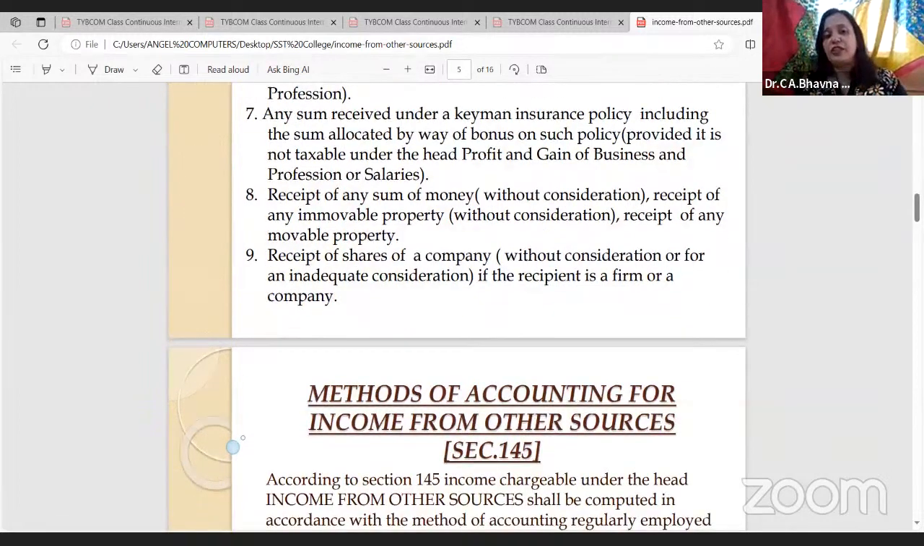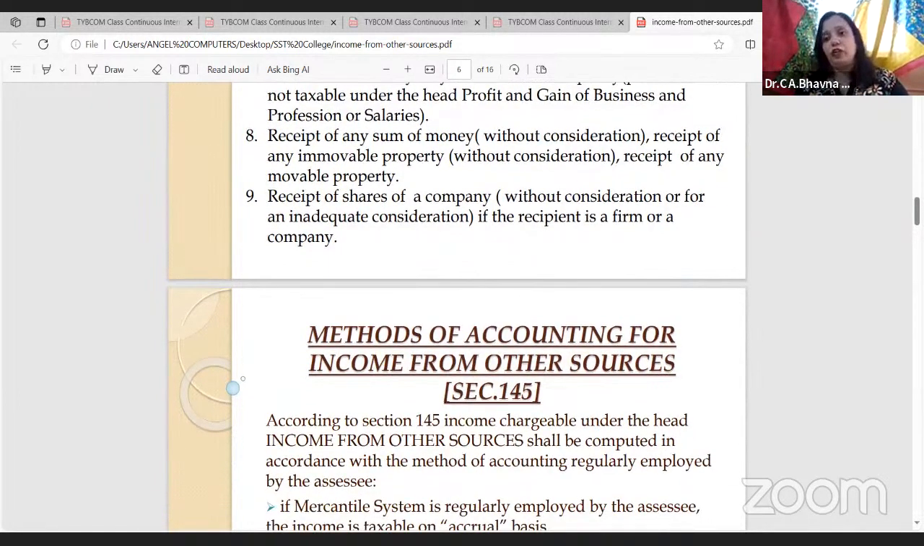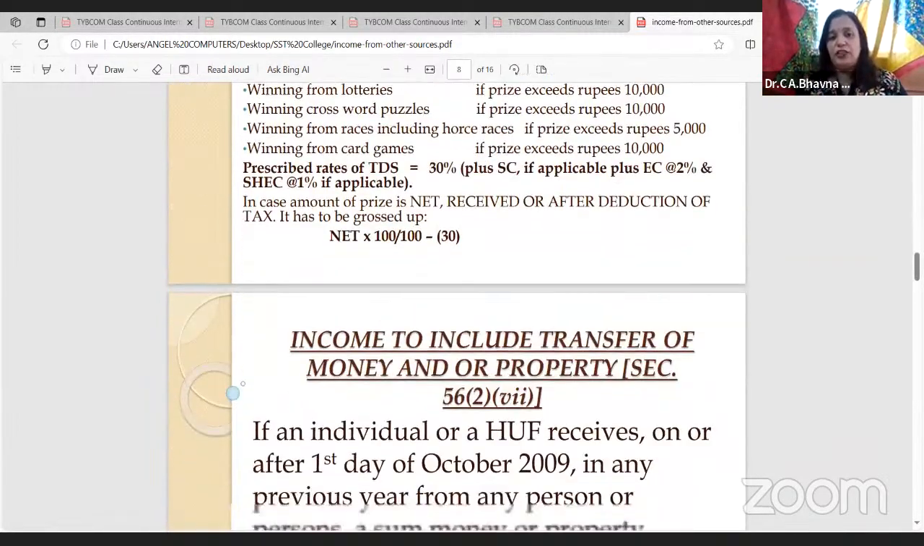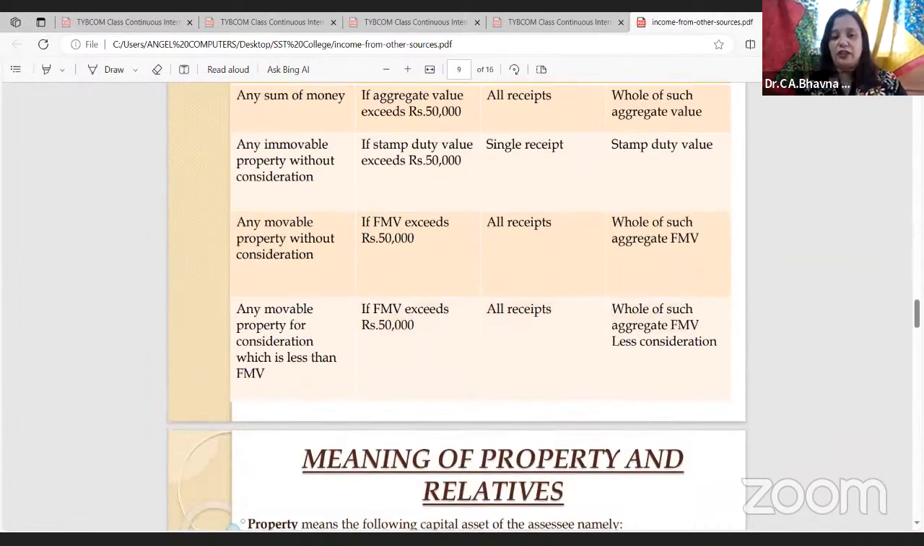Any receipt of any sum of money without consideration, any receipt of any immovable property, this is nothing but your gift. Any gift, whatever you receive, if it is more than rupees 50,000 and it is not from a relative, not due to a will and not at the time of marriage, it would be taxable. So these are certain incomes which are taxable under here.